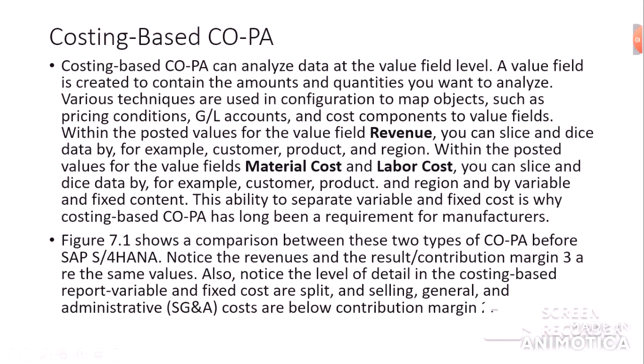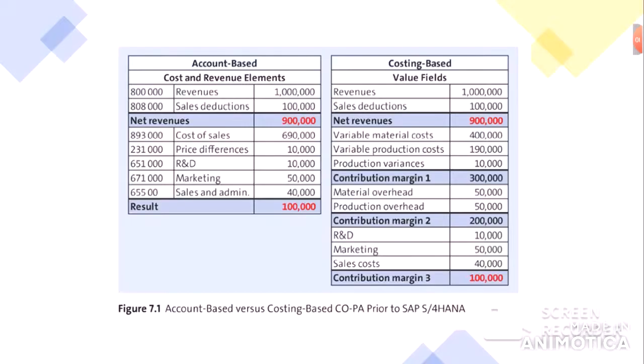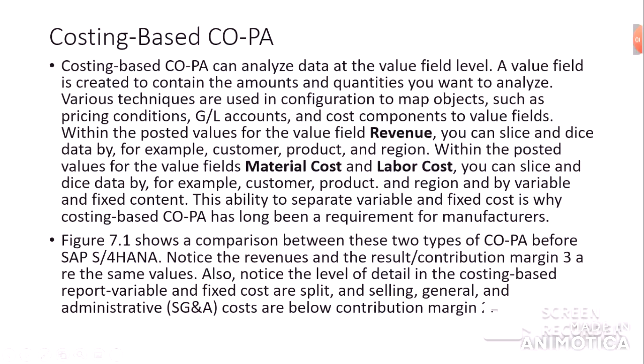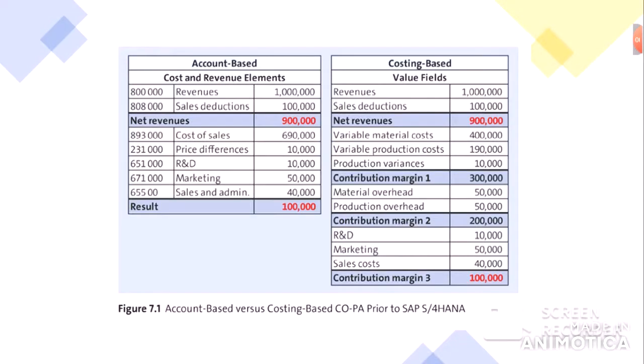Variable and fixed costs are split, and selling, general and administrative costs are below contribution margin 2.